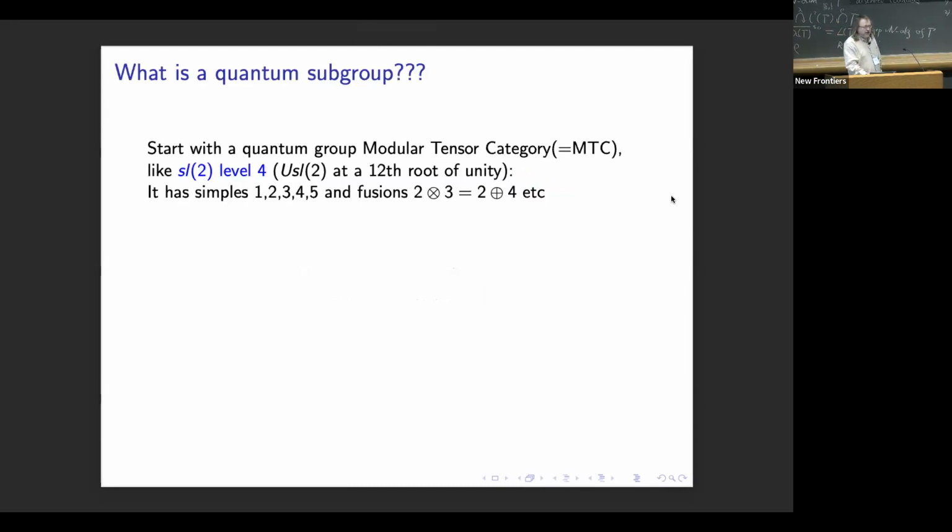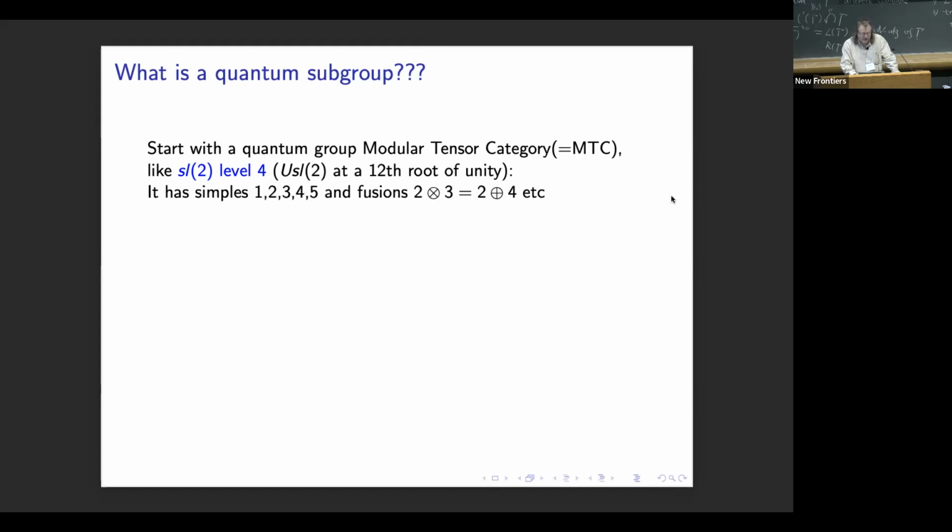Great. So I think we all more or less know what I'm going to talk about, but we use different languages. So let's start with the quantum group modular tensor category. We've seen these in lots of talks. It's been a source of lots and lots of examples.